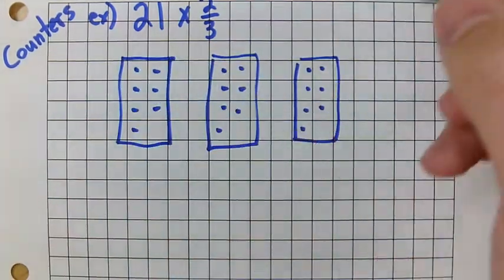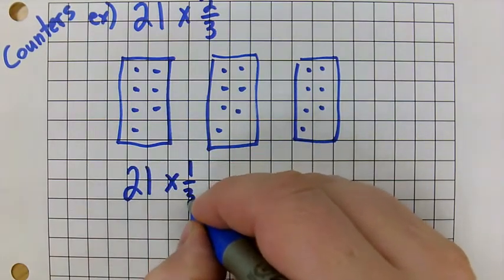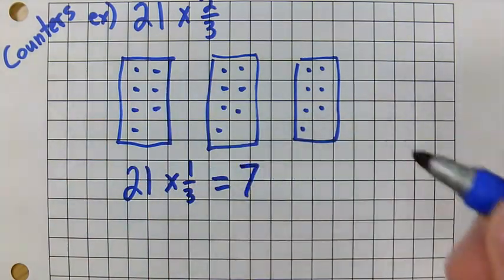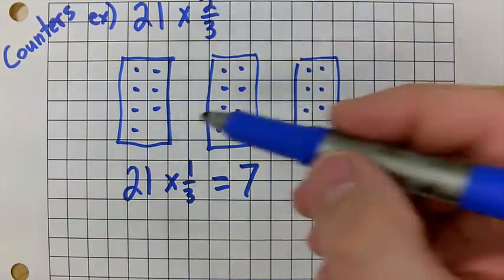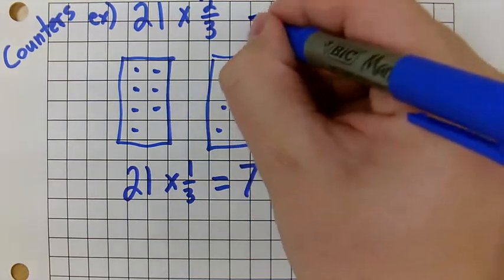So we know that 21 times 1/3 would be one of those groups, which is 7. But this was talking about two groups. And what do two groups have? 7 and 7, which is 14. So this equals 14.